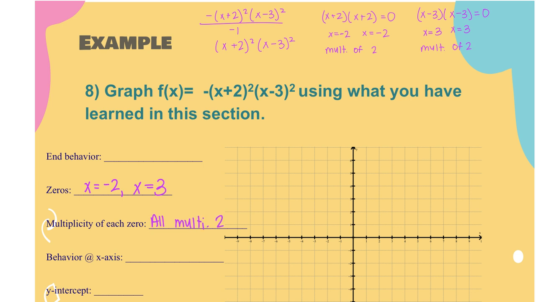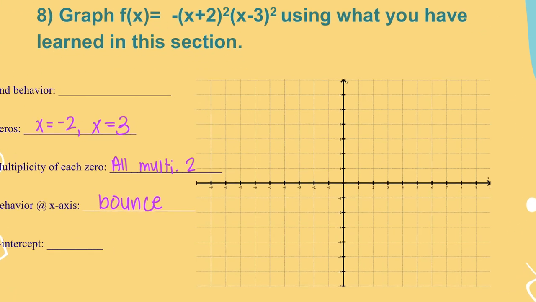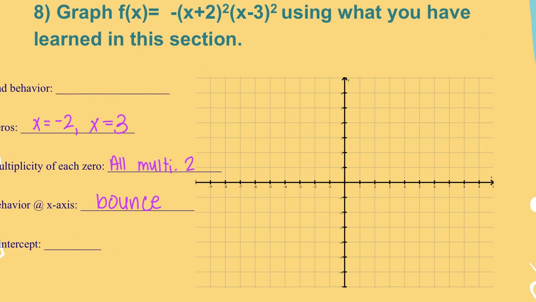Okay, so what is that telling me? Is it a bounce or a cross? They're both going to have a bounce. Okay, so just by answering the zeros, that already gave me 3 answers. So, graphing it, I'm going to put a dot on -2 and a dot on +3, and they're going to be a bounce. I'm not going to do my bounce yet because I don't know where it bounces.